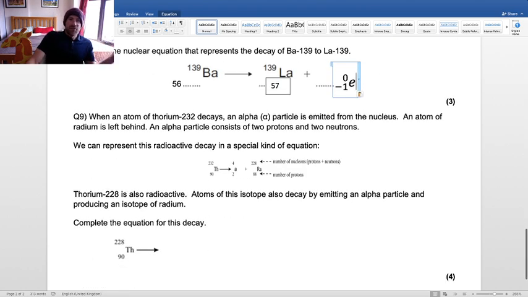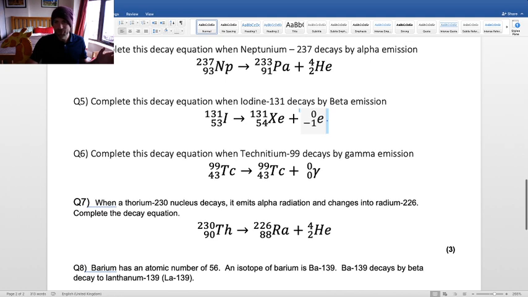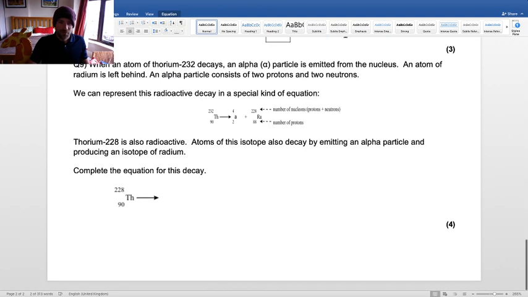Question 9, thorium-232 gives out an alpha particle from its nucleus, and it goes on to tell you there how that works. Now thorium-228 also decays by alpha particle, so it's just asking, can you do the same thing for thorium-228? And of course, if it's alpha, I'm just copying this so it's easier for me. Okay, let's have a look.